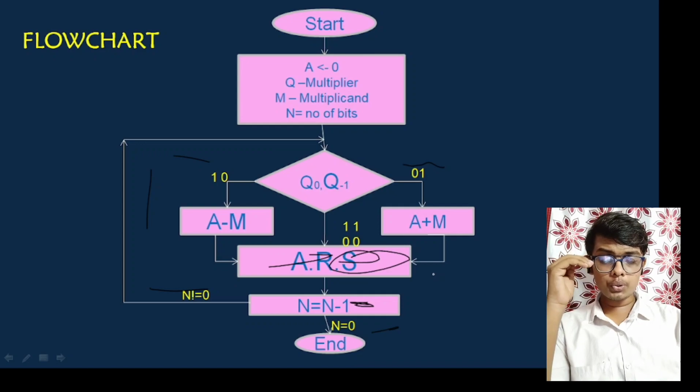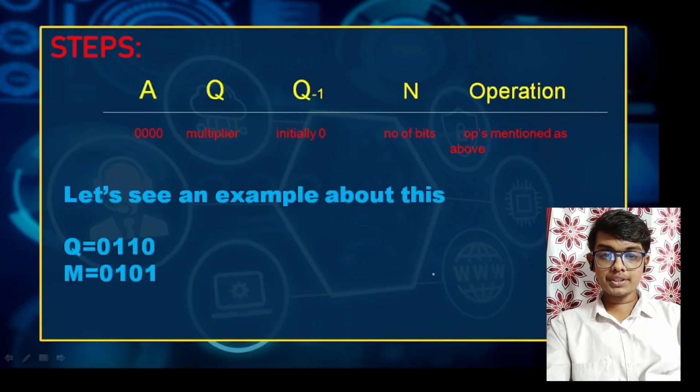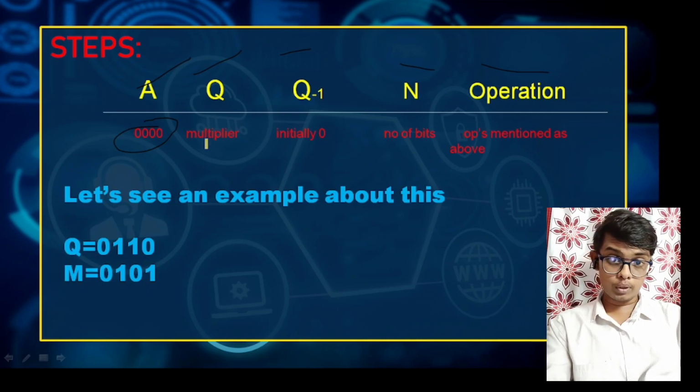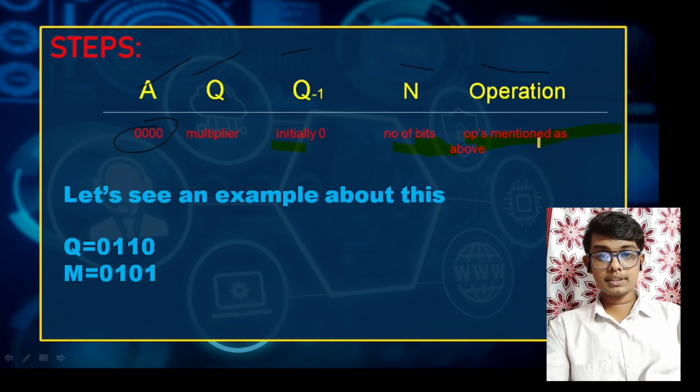First of all, in order to know the example, let's see how to do the example with some steps. As you can see here, the steps are provided. First one accumulator, next one multiplier, next one Q minus 1, next one N, and next one operation. Initially accumulator is equal to 0, which means all are zeros depending upon the number of bits in the multiplier. So A is equal to 0 0 0 0 and Q is equal to the multiplier provided. Next Q minus 1, initially we assume that Q minus 1 is equal to 0. Next N is equal to the number of bits, and the last is the operations performed as mentioned in the flowchart.